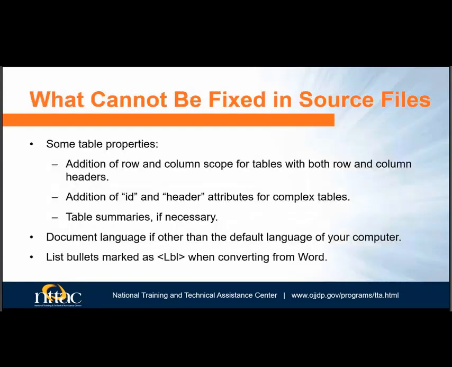We've discussed what must and what should be fixed in your Word file, but there are some accessibility features that cannot be fixed in source files, such as some table properties, document language if the default language of the user's computer is not the same as the language in the file, and list bullets marked correctly when converting from Word. These will need to be fixed once the PDF is created and is not within the scope of this tutorial, but will be addressed in a separate tutorial.